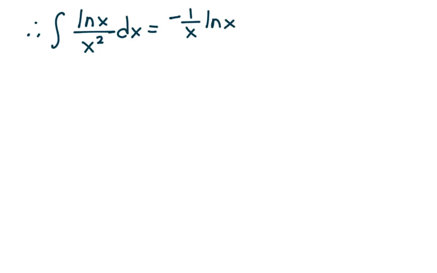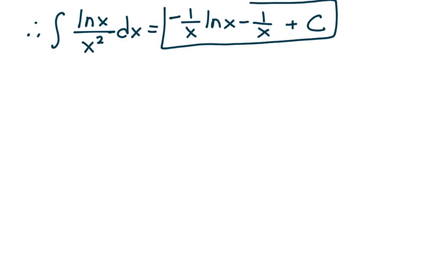And so, therefore, the integral of natural log of x over x squared dx is negative 1 over x, ln of x, minus 1 over x, right? The integral of 1 over x squared dx is negative 1 over x. And then, of course, we have to add our constant of integration. And that's the answer to example 2. Let's take a look at example 3.